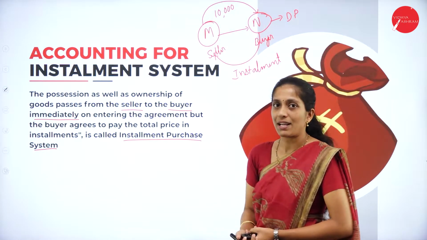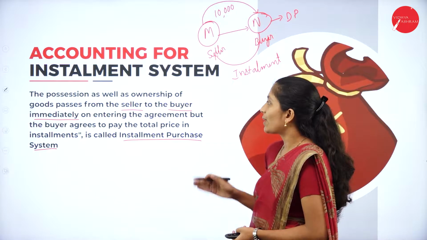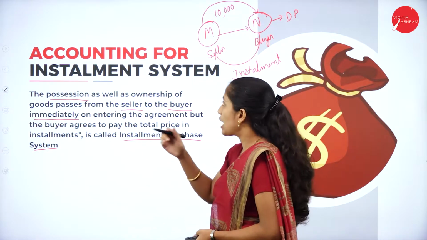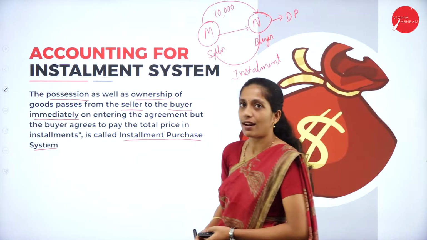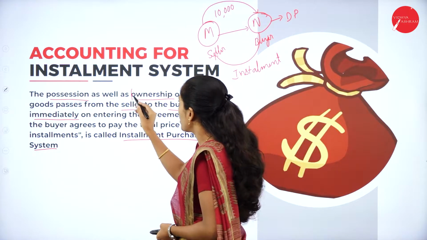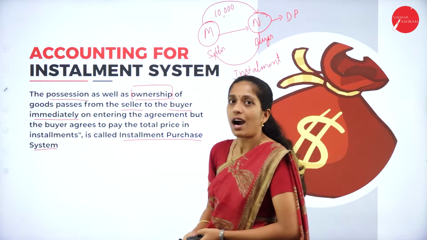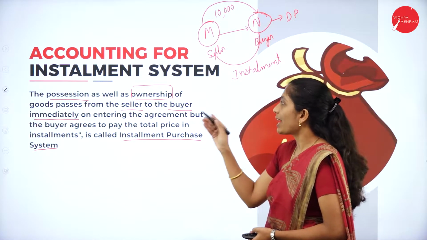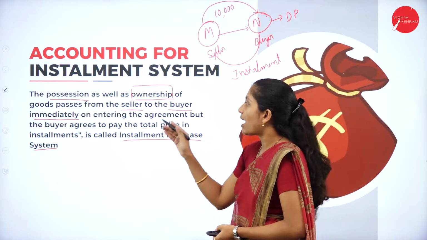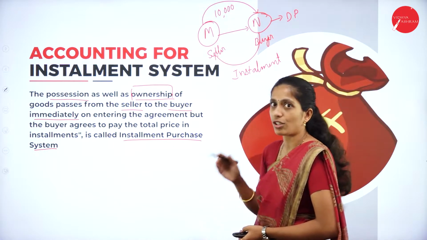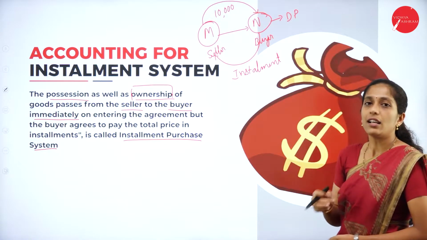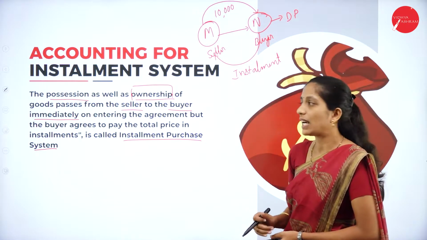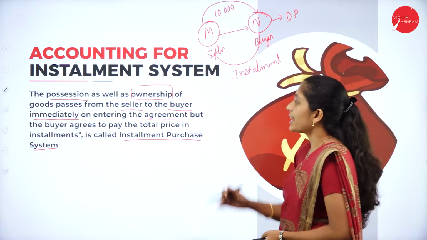Now what is installment system? The possession as well as the ownership. Here both the asset as well as the ownership transfer. So here you have to remember, this is the main difference between hire purchase system as well as installment system. So the possession as well as ownership of the goods passes from the seller to the buyer. So I have given an example. Here the ownership as well as possession of the goods transfers immediately to the buyer on entering the agreement.